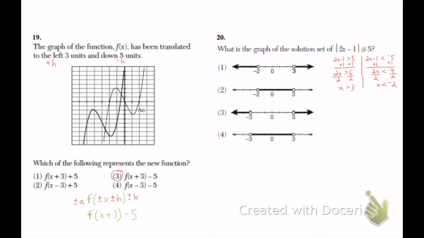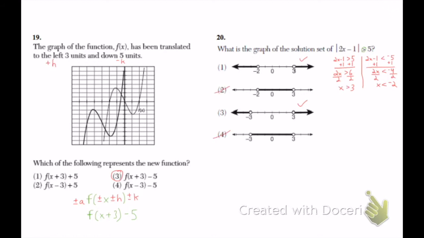Well, let's take the first one. X is greater than 3. So the solution has to be greater than 3. So we know that this is correct. I'll put a check over here. And this is correct. So we can cross off 2 and we cross off 4.